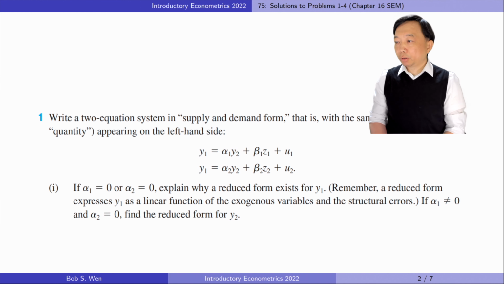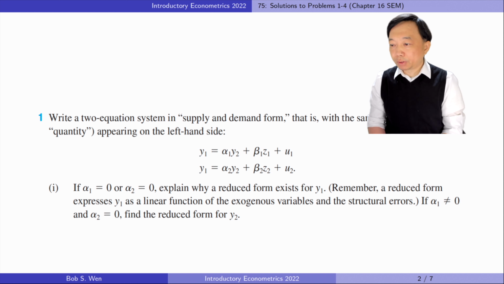We write a two-equation system in supply and demand form. In Part 1, if alpha 1 equals 0 or alpha 2 equals 0, explain why a reduced form exists for y1. Remember, a reduced form expresses y1 as a linear function of the exogenous variables and the structural errors. If alpha 1 does not equal 0 and alpha 2 equals 0, find the reduced form for y2.